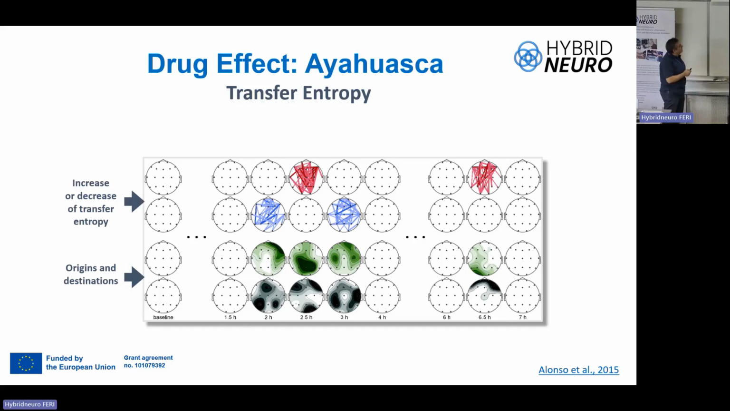And also the direction, okay? These are the sources and these are the destinations, the destination areas of these changes. The sources and the sinks, okay? For example, it was interesting for the neuropsychologists and psychiatrists that the occipital area, which is more related to the visual aspects, is the source of this increase in transfer entropy with respect to other zones of the brain.